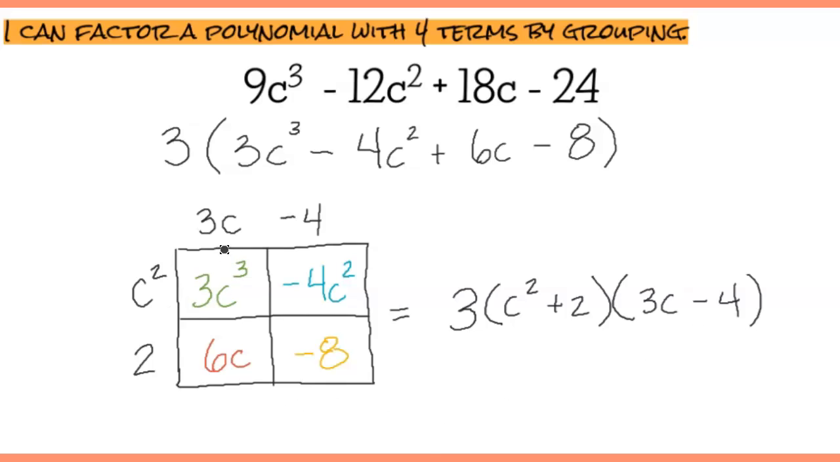And I forgot to double check, but if I go back down my multiplication, I can double check. c squared times 3c gives me 3c cubed. 2 times 3c gives me 6c. c squared times negative 4 gives me negative 4c squared. And 2 times negative 4 gives me negative 8.